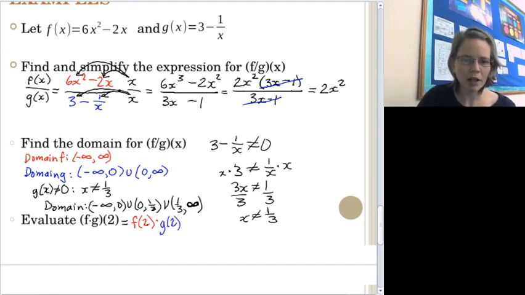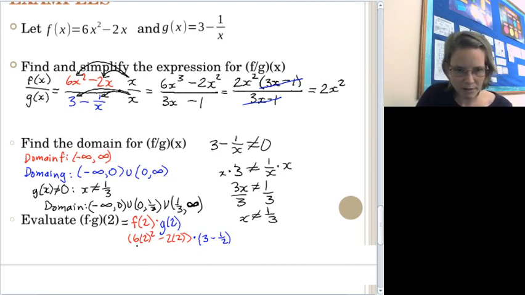Which means plug a 2 into your function f. So 6 times 2 squared minus 2 times 2. There's my function f. Times, stick a 2 into my function g. 3 minus 1 over 2. And as I simplify that down, this becomes 6 times 4, 24, minus 4, so 20. And this becomes, well, 3 minus a half should be 2.5.